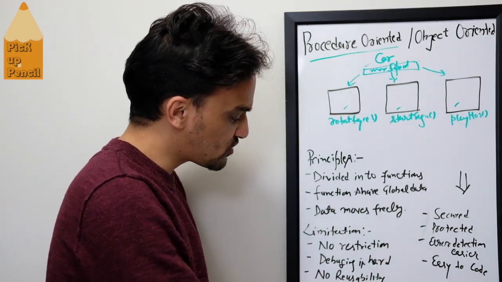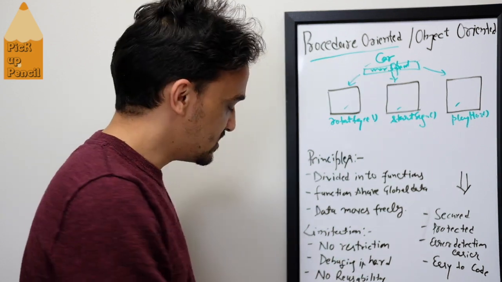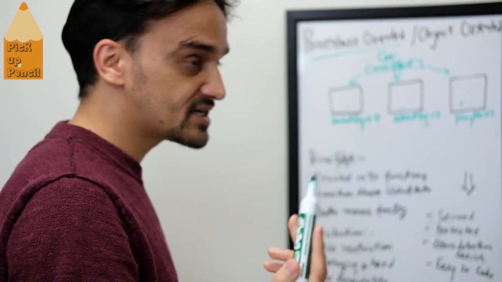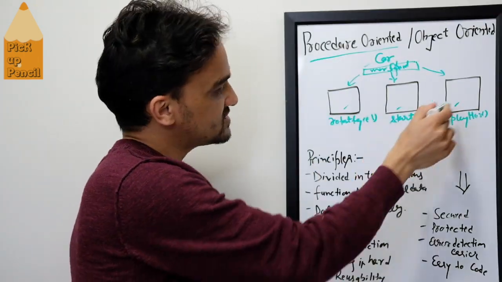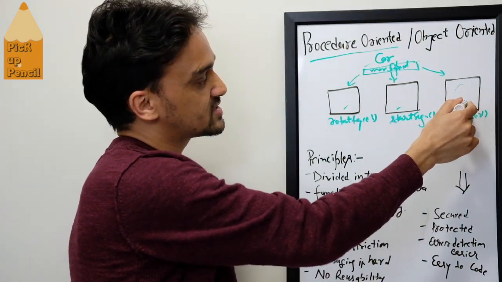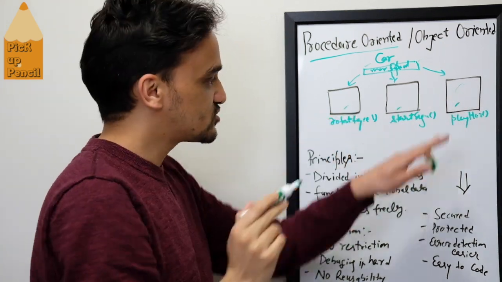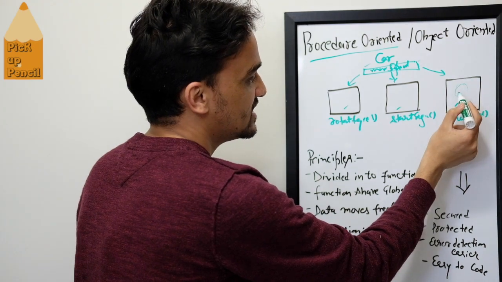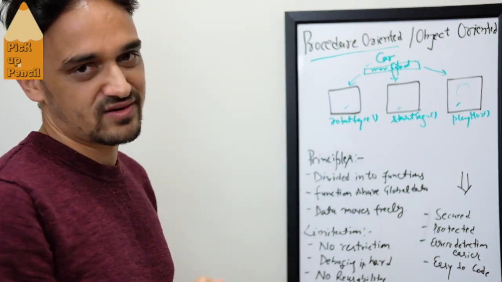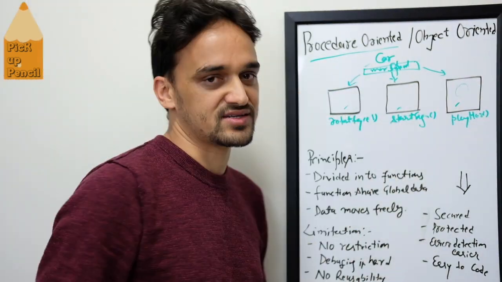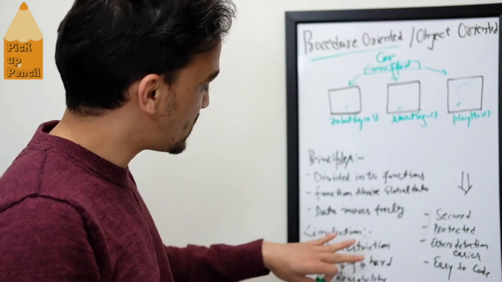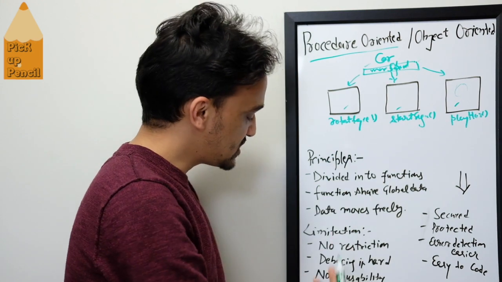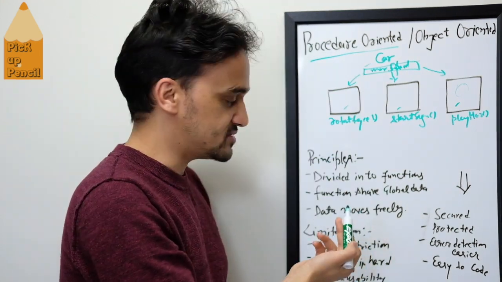And the third one is no reusability. We will maybe learn it later in the OOPS concept, but since the job of a function is specific to that function, if any piece of code is written into this function, it cannot be reused by other functions because it is doing a specific task. That is the principle of procedure-oriented programming language and some of its limitations.